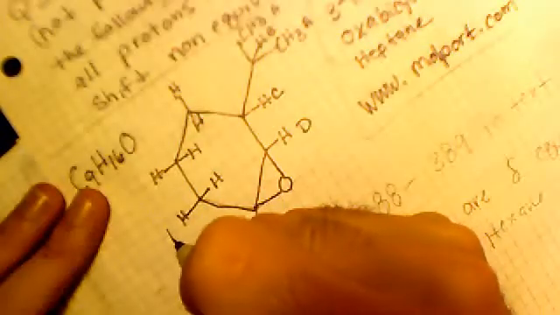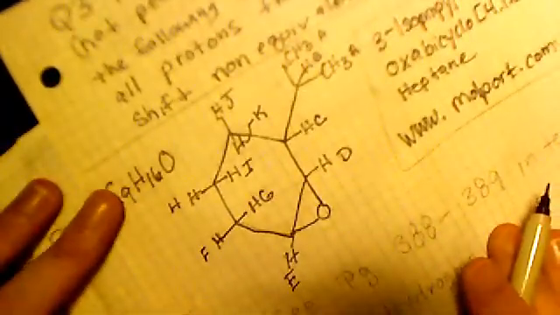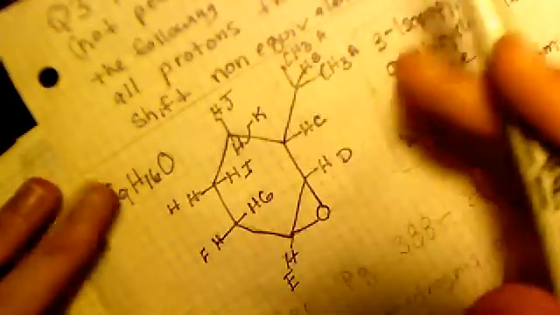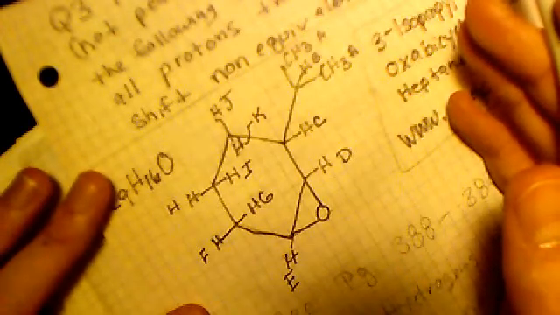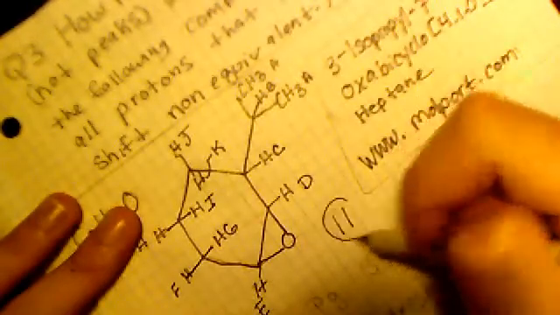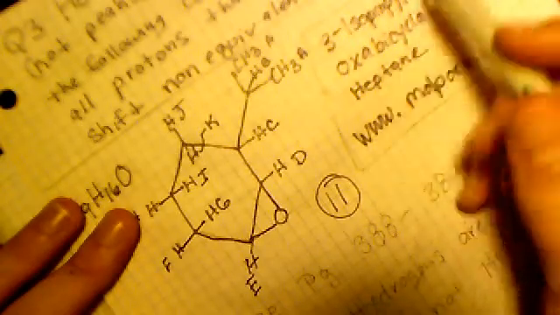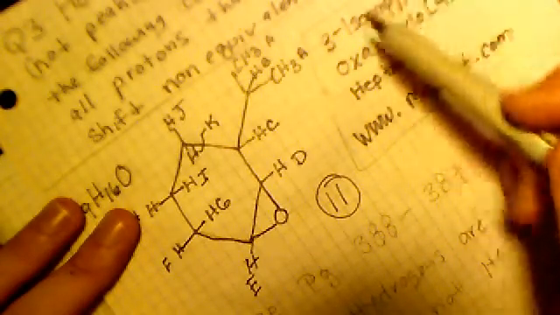Now, so this is F and this is G. This is H and this is I. This is J and this one is K. Which at first I didn't really understand. Why are these different? And I think it has to do with the fact that it's hexane and it's not a benzene ring. So the answer is 11, right? There's 11 non-equivalent chemical shift protons in this molecule.